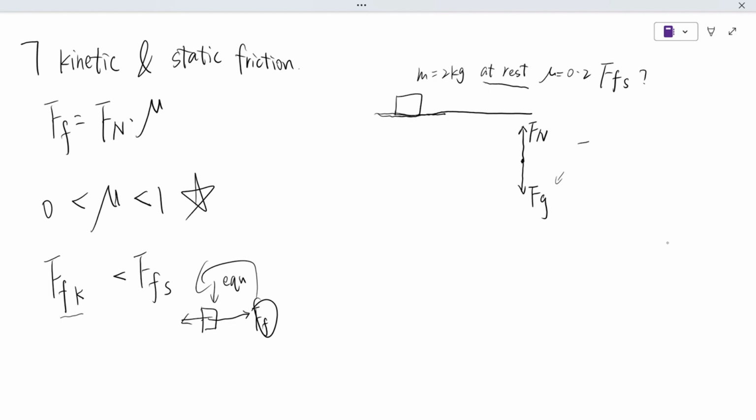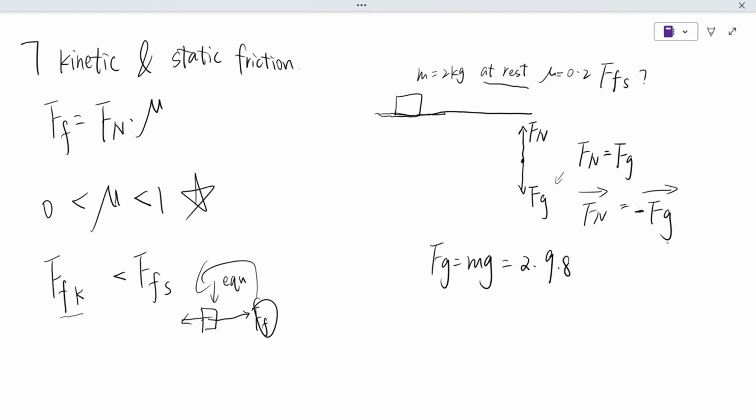In terms of magnitude, Fn is equal to Fg. However, just a reminder, if it's asking for the vector, Fn is equal to negative Fg, because they're in opposite directions. So what is Fg? Fg is just mg. What is m? 2 times the gravitational constant, which is 9.8. It's equal to 19.6 newtons, which is equal to Fn. Okay, now we've figured out Fn.